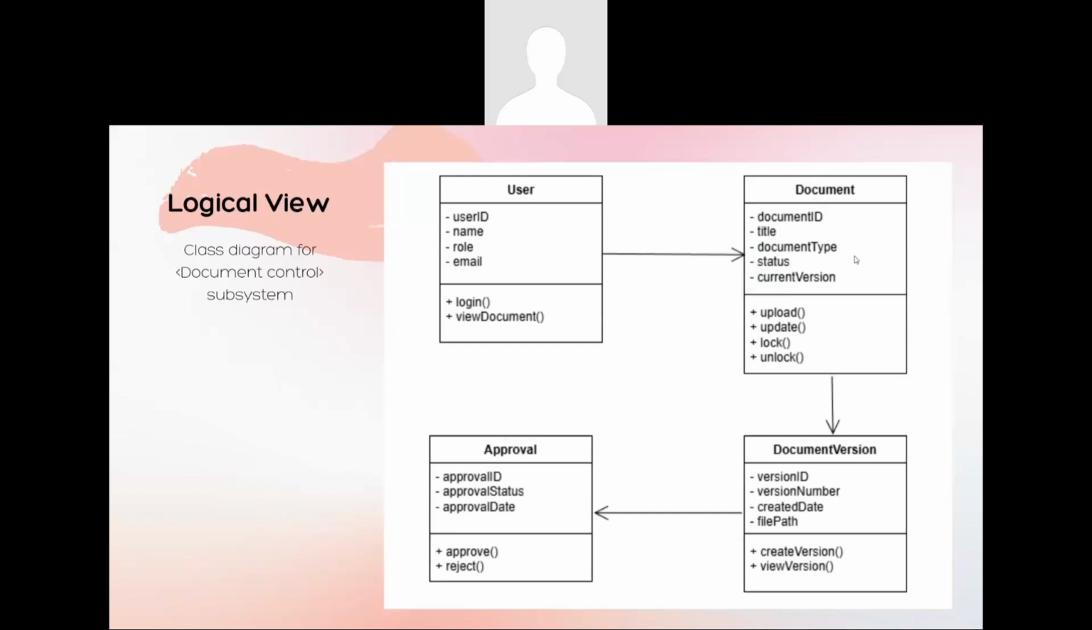Each document can have multiple versions, which is represented by the document version class, and this ensures proper version control and traceability, which is important in ISO compliant systems. The approval class manages the document approval process, where authorized users can approve or reject documents before they become active. Overall, the diagram shows how document creation, versioning, and approval are structured clearly within the system. Next.